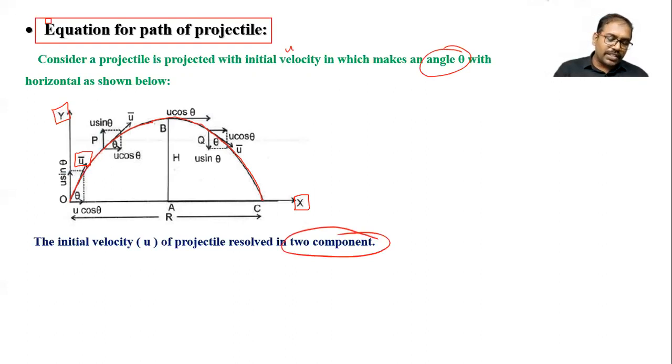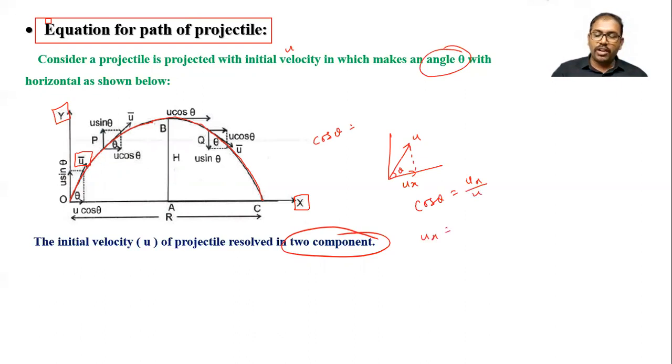So one component which is along the x-axis is called u cos theta. You know that cos theta is what? Adjacent component divided by hypotenuse. If I consider this initial velocity u, this is theta, then the adjacent component we can call ux, and this hypotenuse is u. So we can write cos theta is ux by u. So the ux component along the x-axis is u cos theta. You can see here it is written u cos theta.